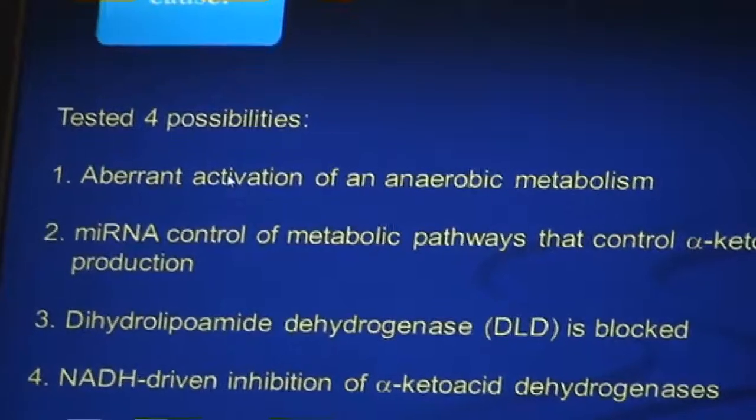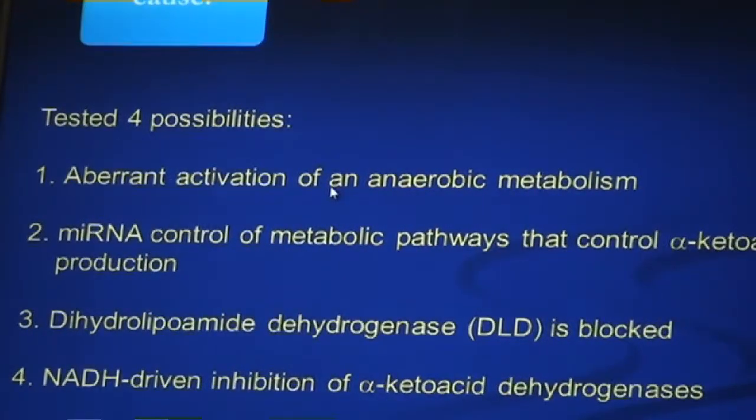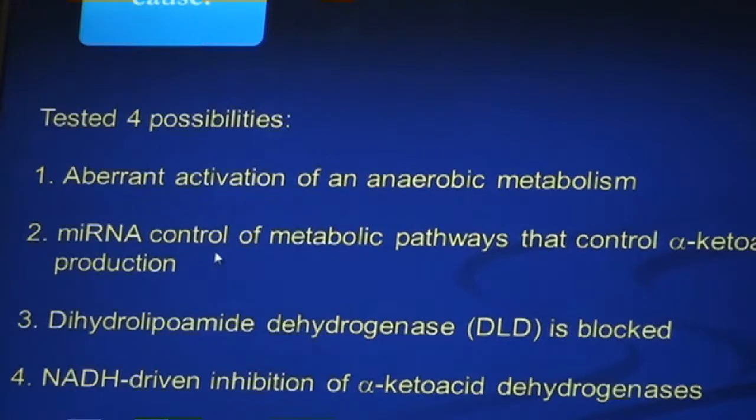We tested whether the production of this altered metabolism was due to the aberrant activation of an anaerobic metabolic profile. We also tested whether microRNAs were involved in reconfiguring metabolism. This DLD is the shared subunit of the alpha-ketoacid dehydrogenases. One prediction would be that since it's shared, it's the one that's knocked out, so maybe it's being modified. And then finally, the answer appears to be this: in these long-lived mutants, NADH builds up in the matrix, the mitochondria. And we think there's actually reversal of electrons into these complexes, and that's what leads to the buildup of first the ketoacids and then the reduction products, the alpha hydroxyacids. But here's the data.